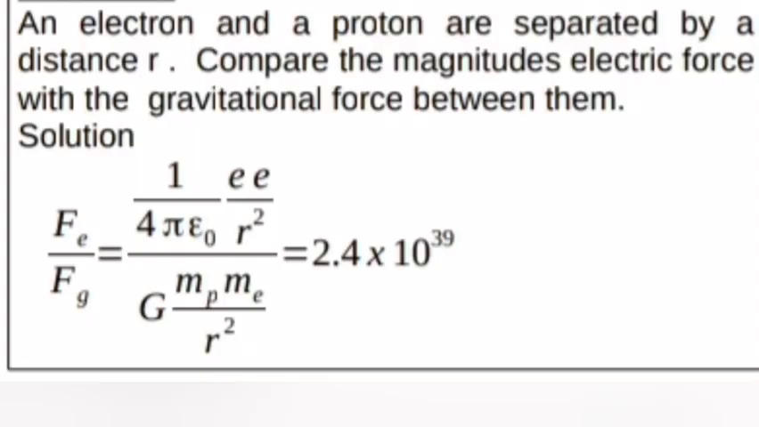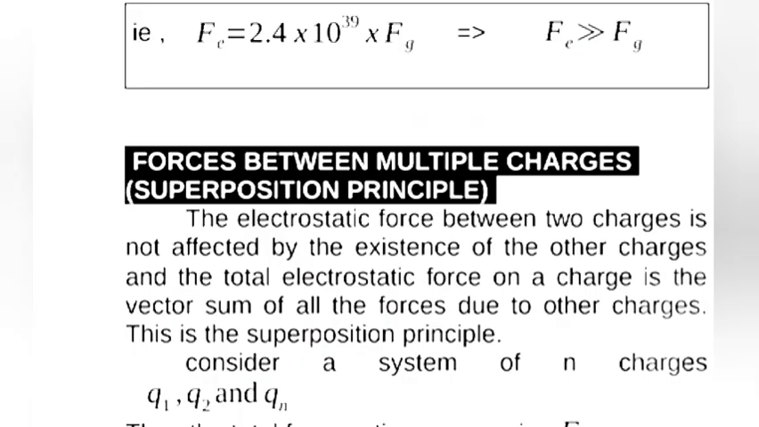Question. An electron and a proton are separated by a distance r. Compare the magnitudes of the electric force with the gravitational force between them. Answer. Fe by Fg equals 1 by 4 pi epsilon 0 e e by r square divided by G mp me divided by r square, equal to 2.4 into 10 raised to 39. That is, Fe equals 2.4 into 10 raised to 39 into Fg, so Fe is greater than Fg.